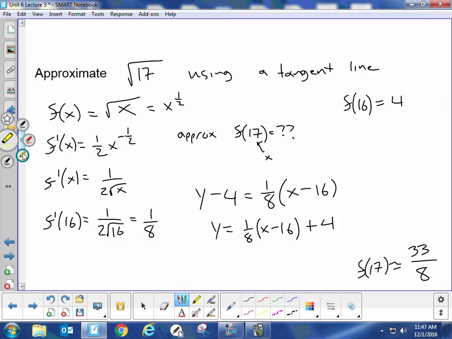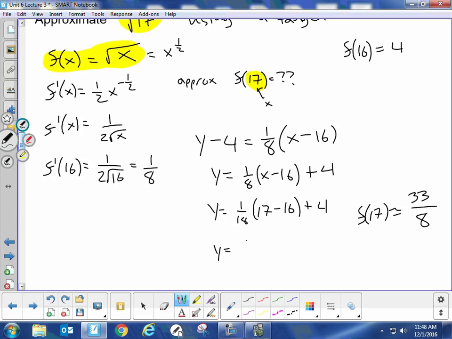Now, it asks you to approximate root 17, sure, but we are using the function square root of x when x is 17. The most common mistake made is people plug in root 17 here, when they should just be plugging in 17. So I get 1/8 (17 minus 16) plus 4. That ends up being 1/8 plus 4. 4 is 32/8. We get 33/8.